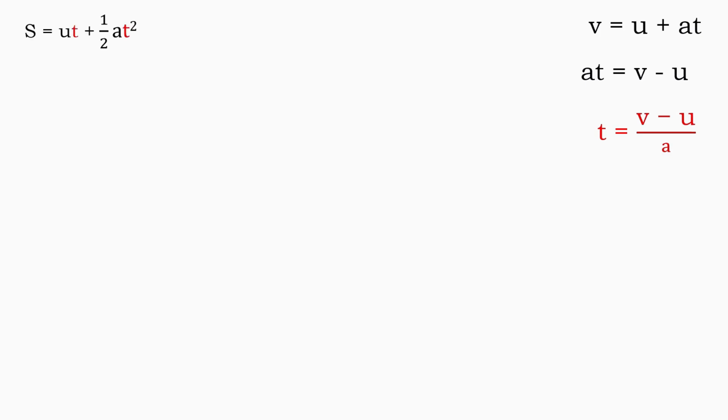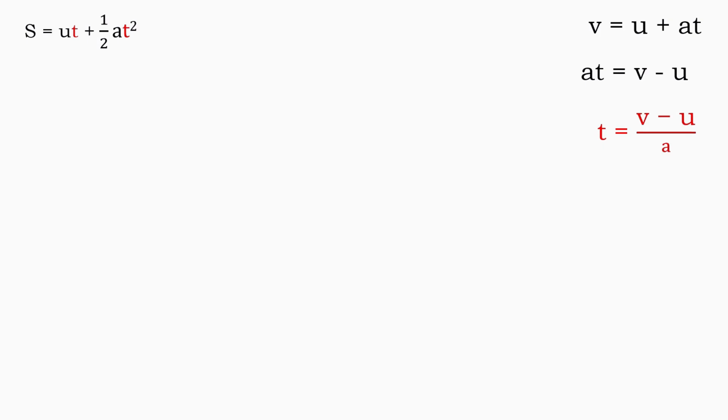Let's get started. The first equation of motion is v equals u plus at. Now, let's rearrange this equation to get an expression for time. We get t equals (v minus u) divided by a. Next, let's look at the second equation of motion: s equals ut plus half at squared.